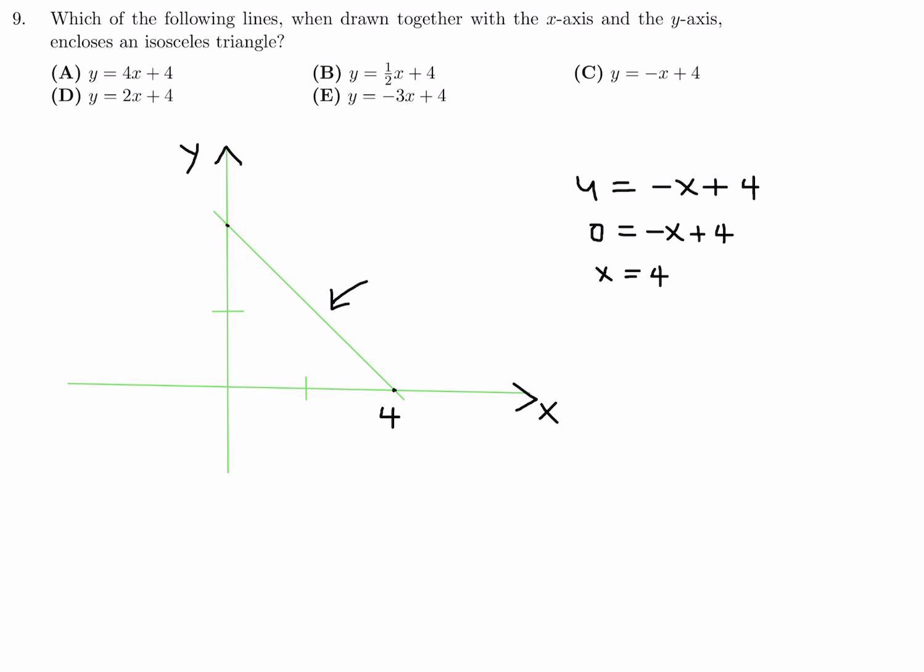To find the y-intercept, you set x equal to 0 in this equation. So y is equal to 0 plus 4, and therefore y is 4. So this is going to be 4. And therefore, as you can see, those two sides of that triangle both equal 4, creating an isosceles triangle. So the answer to number 9 is C.